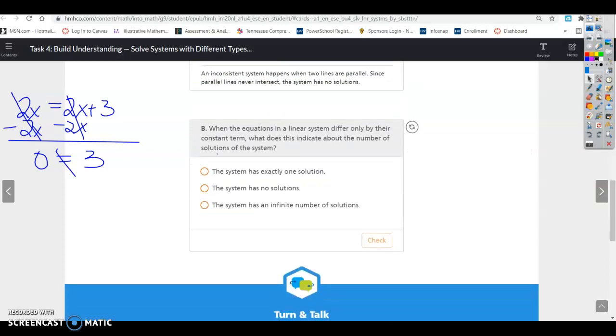All right. When the equations in a linear system differ only by their constant term, 3 is the constant term here, what does this indicate about the number of solutions of the system? Well, it tells you that the system has no solution. So when we see 2x equals 2x, that's true. But when we see 2x equals 2x plus a numerical value, that means this side is going to be different than this side. So there's no solution here.